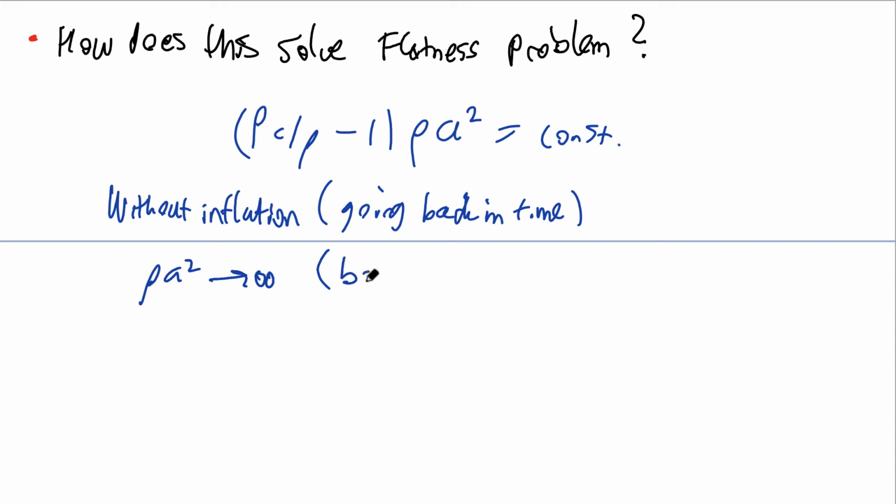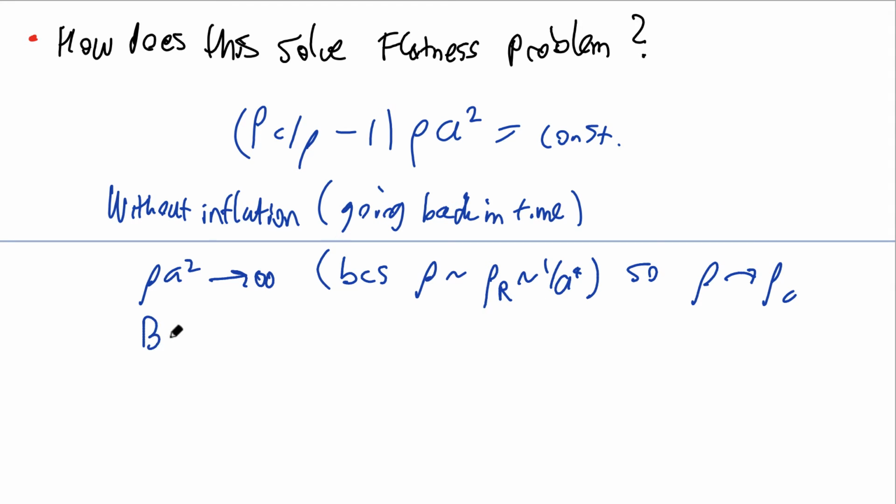That's because rho is dominated by the radiation component, which goes like 1 over a to the 4th power. So since this factor goes to infinity, this factor must go to 0. In other words, rho becomes closer and closer to rho c, the critical value, as you go back in time. But we know that rho is approximately rho c now, so it must have been much, much closer to rho c in the past. And the problem is to explain this fine-tuning of the energy density.